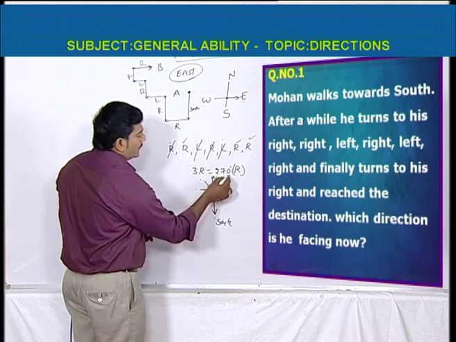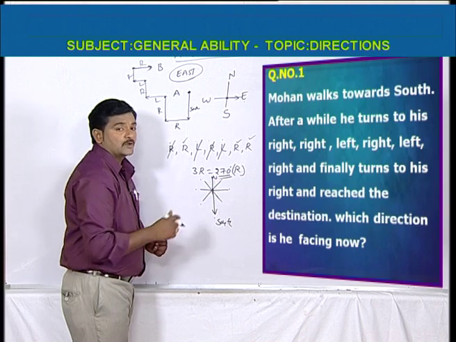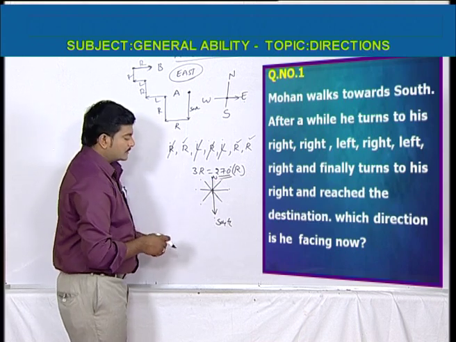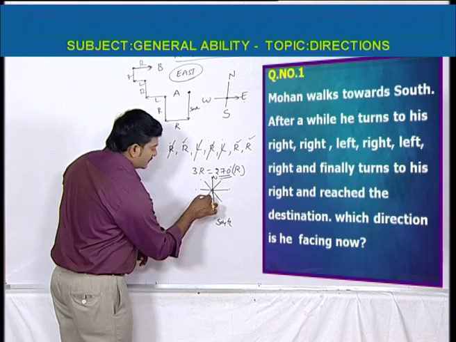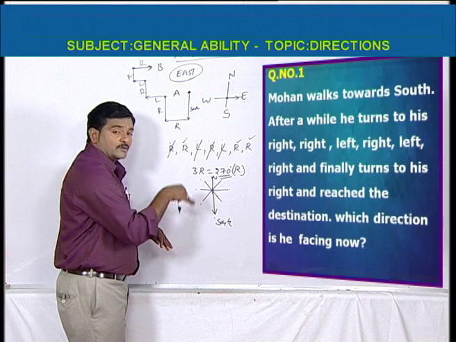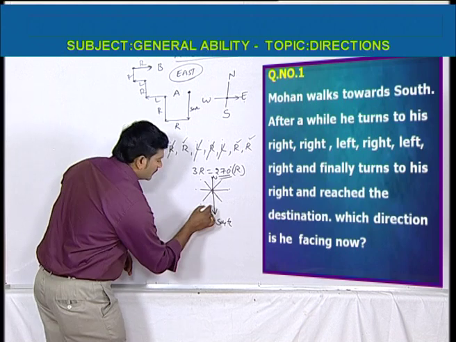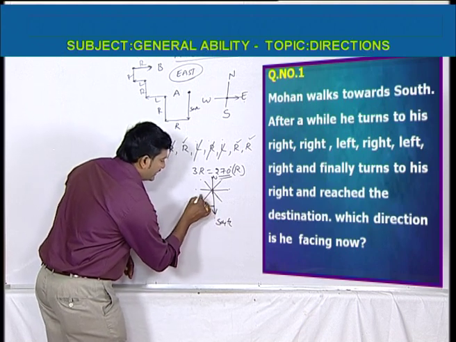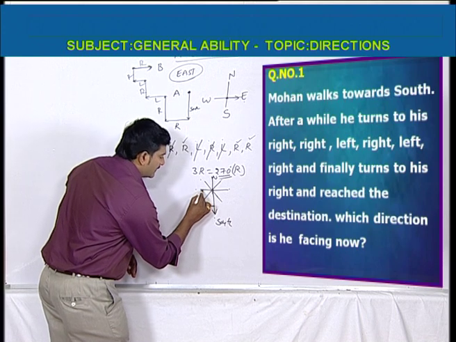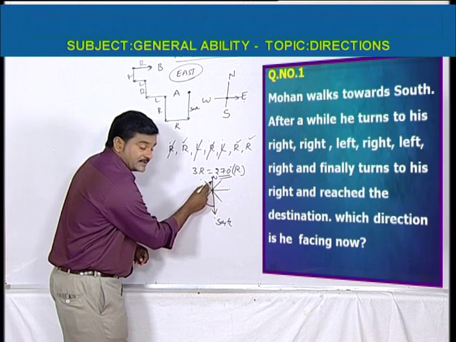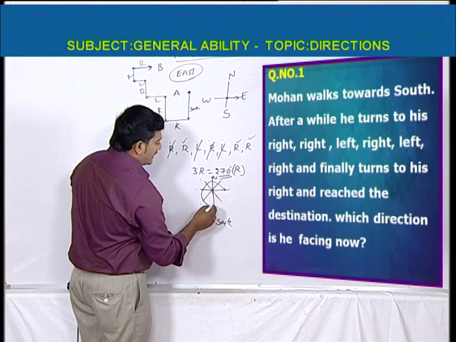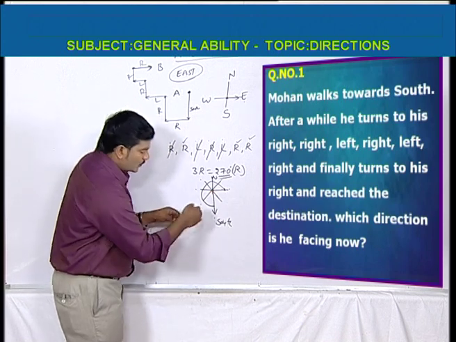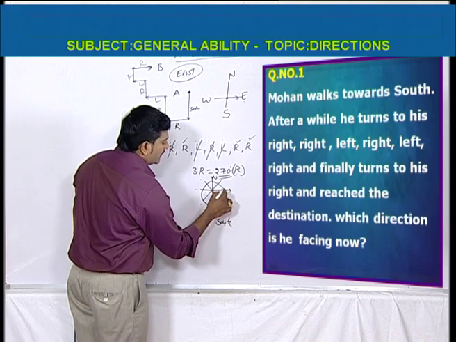Now I have to apply how many degrees? 270 degrees. Towards which side? Right side. So observe here, applying 270 towards the right. He is walking towards the south direction. For this south, I applied 90 degrees, then I applied 180 degrees, and finally I applied another 90 degrees. So what does it mean? I applied 270 degrees towards the right direction. Now he came onto this line.